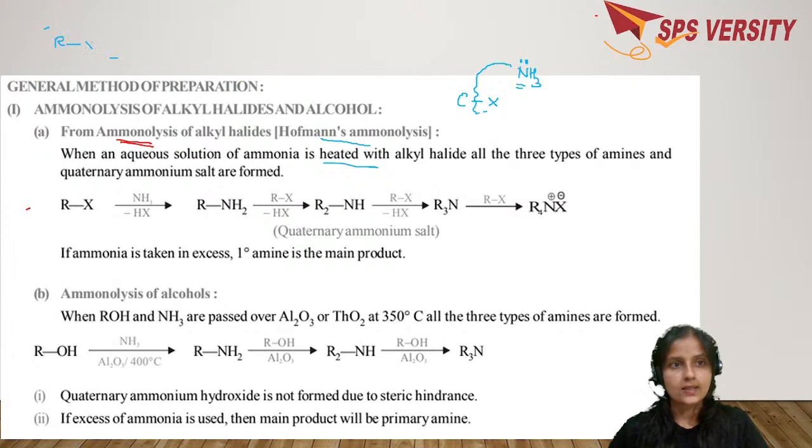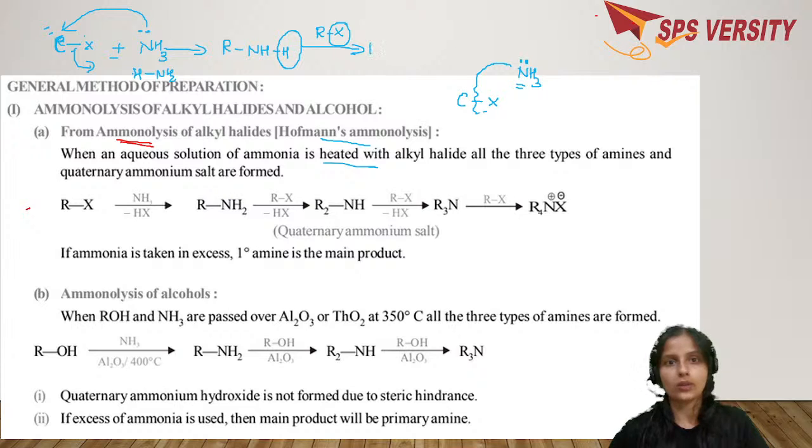So you have RX and you have NH3. The lone pair of electrons attacks C, and that helps in the cleavage of the C-X bond. If you write this as HNH2, then X will go with H and you get RNH2. If you treat it with one more molecule of RX, from here H will go, from here X will go, and you get RNHR.